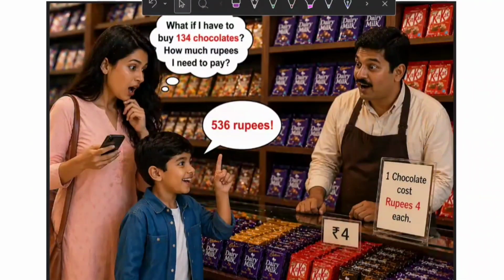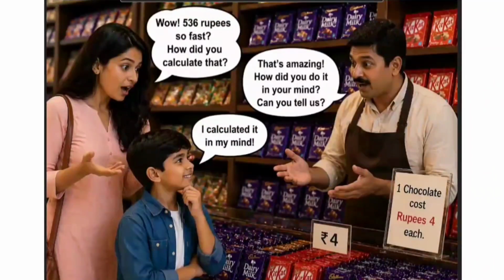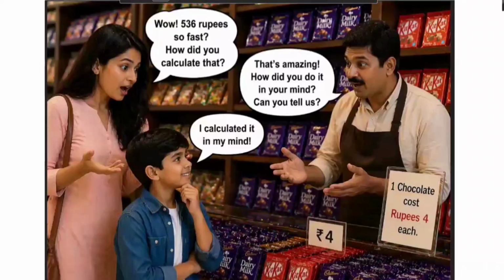Both his mom and the shopkeeper got surprised because Raj didn't use any calculator, he didn't use pen and paper, and he just did the calculation in his mind. They both got very, very surprised. They asked Raj, "Oh my God, it is too fast. How did you calculate that in your mind?"